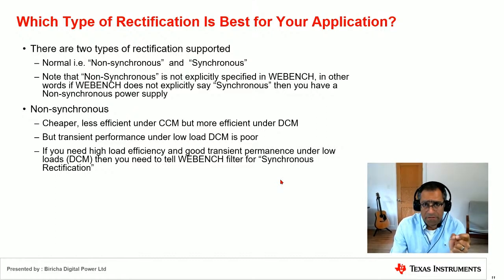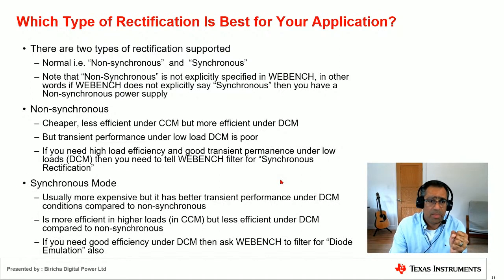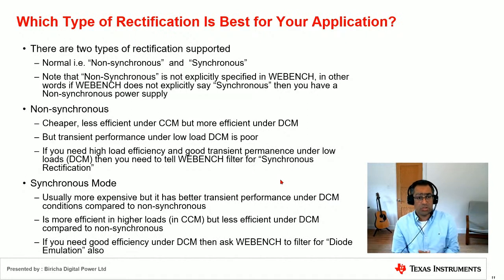Again, for low load efficiencies, you still have to do synchronous rectification. Synchronous rectification usually is more expensive. You've got 2 switches instead of 1 switch and a diode, but it's got better performance compared to non-synchronous. It's more efficient in higher loads, i.e. when you're in continuous conduction mode, but less efficient in discontinuous conduction mode.